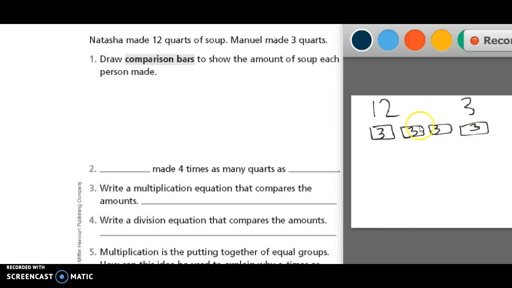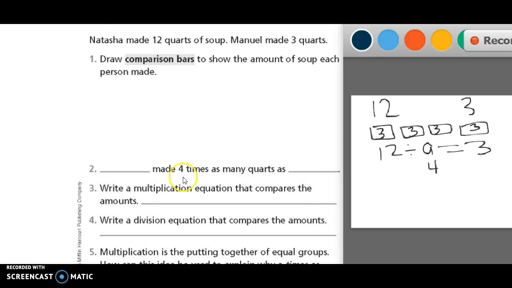So Natasha made 4 times as many as Manuel. So the equation that we would have had here would have been 12 divided by what is going to be equal to 3. So we already know that answer is 1, 2, 3, 4. All right, so the answer was 4. So they kind of put it into a sentence over here. Blank made 4 times as many quarts as blank.